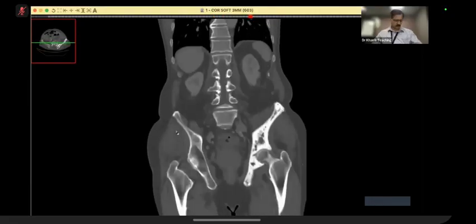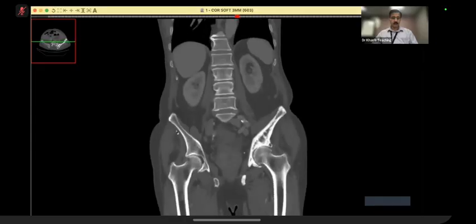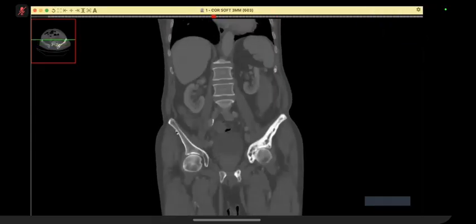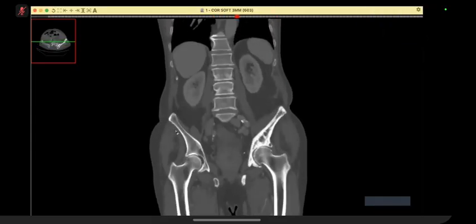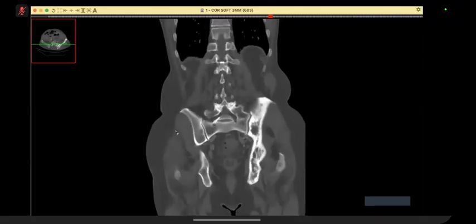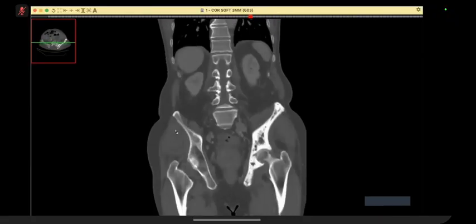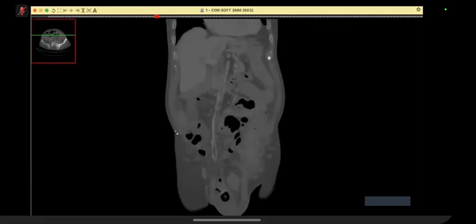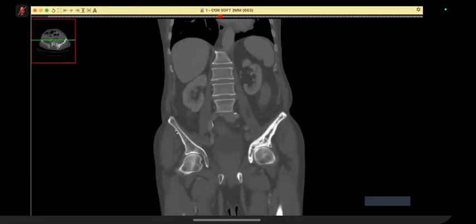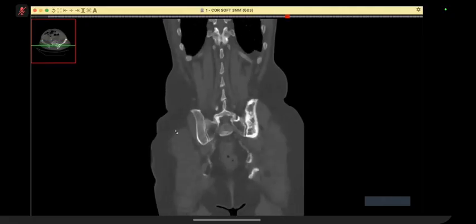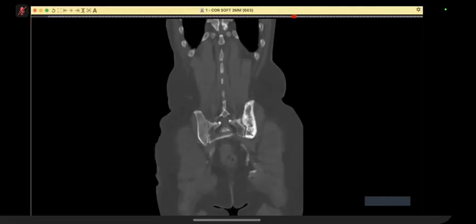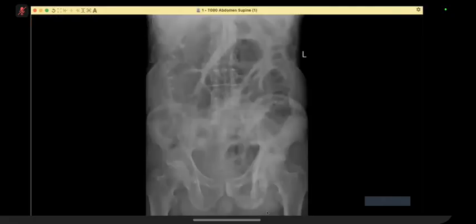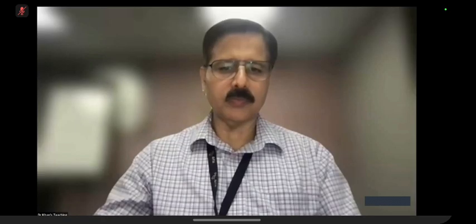So, conclusion: ulcerative colitis with a pantaloons hernia involving both inguinal regions, and maybe secondary sclerotic metastasis, or it could be entirely Paget's disease of the left iliac bone, entirely independent. Thank you.